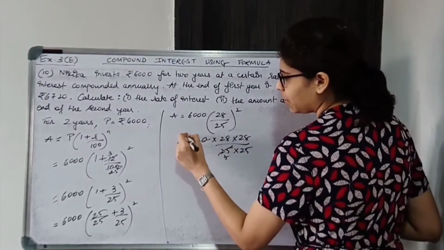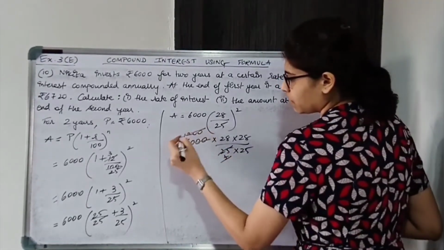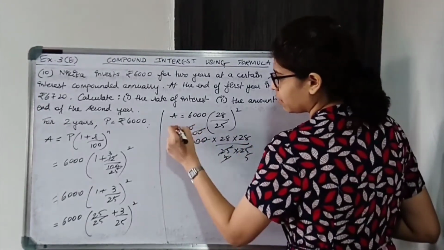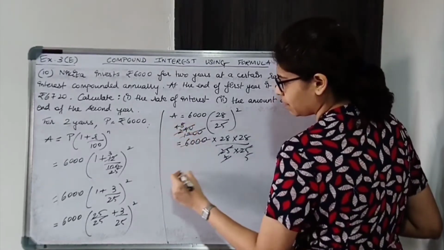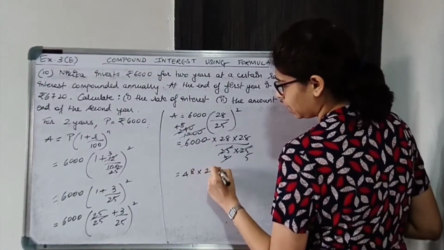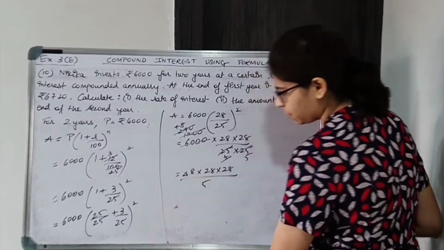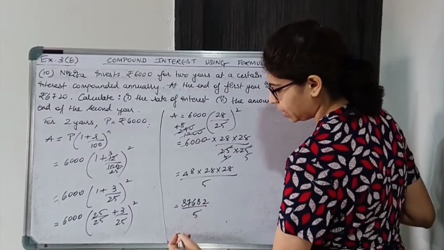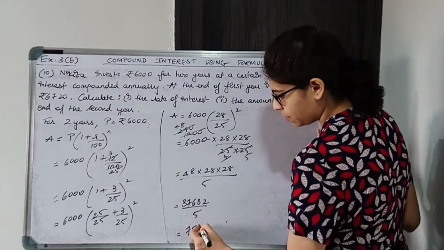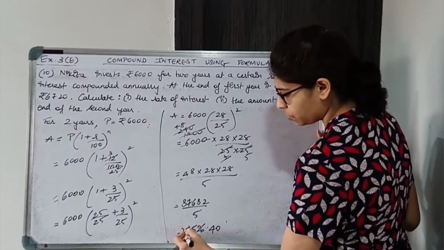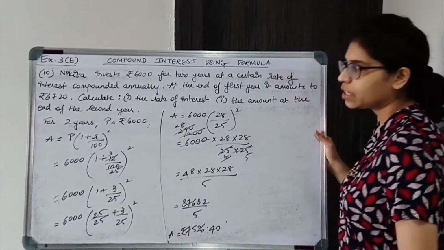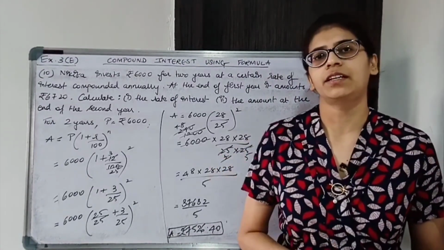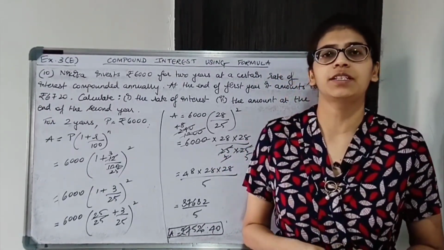5 5s are 25, 5 12s are 60 and 0 0. 5 2s are 10, 5 4s are 20 and 0. 5 5s are 25, 5 4s are 20 and 5 8s are 40. So 48 into 28 into 28 upon 5. On multiplying we'll get 37632 upon 5. So you will get 7526.40 rupees. So just add a final statement. The amount at the end of second year is rupees 7,526.40.